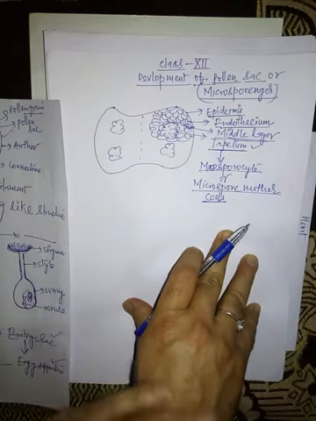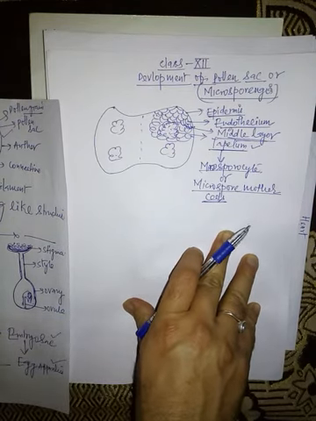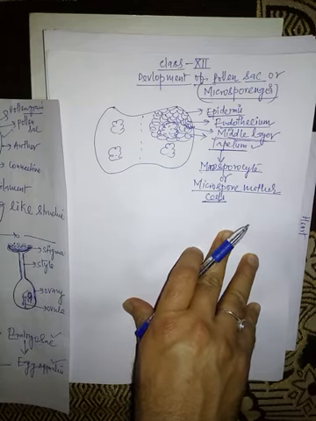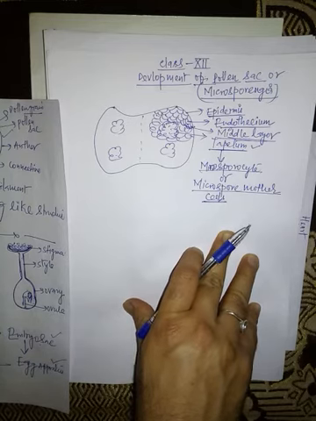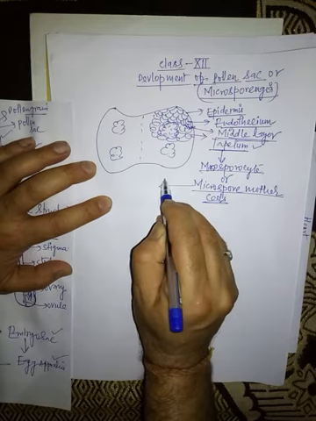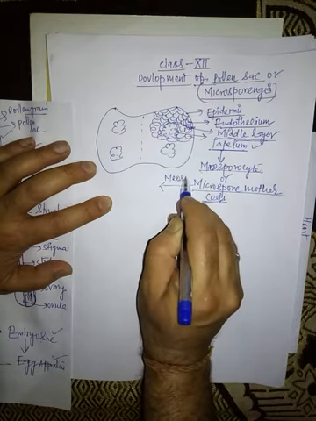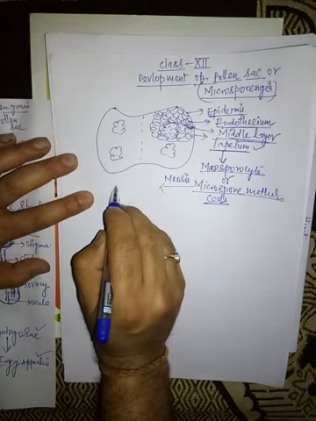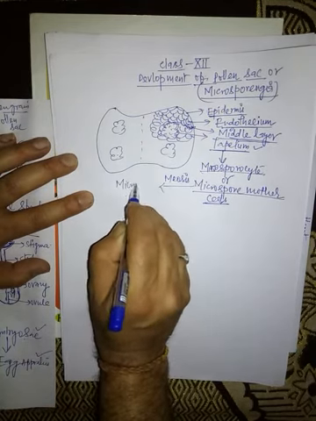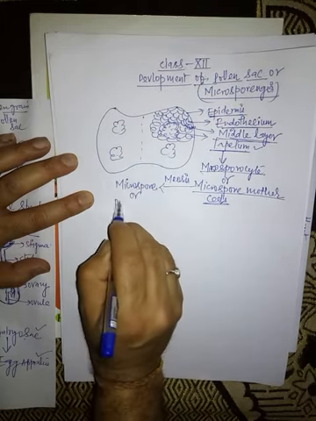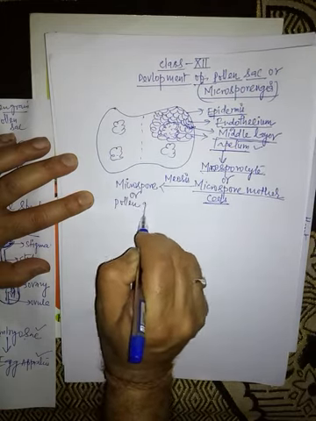These microsporocytes and microspore mother cells are specific, large-sized cells which participate in the meiosis division. In which division? Meiosis. And form microspore or pollen grain.